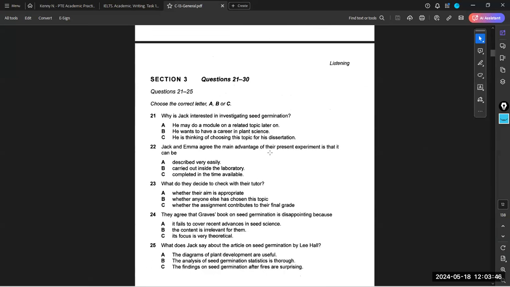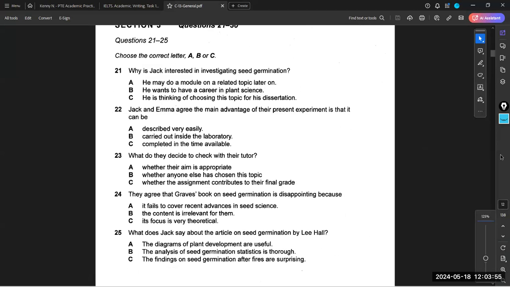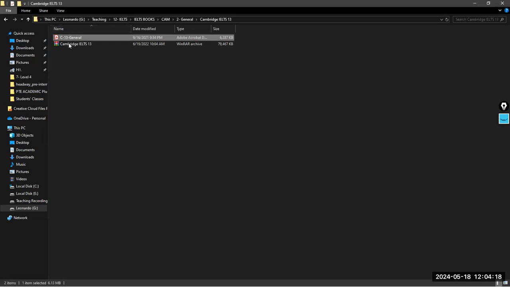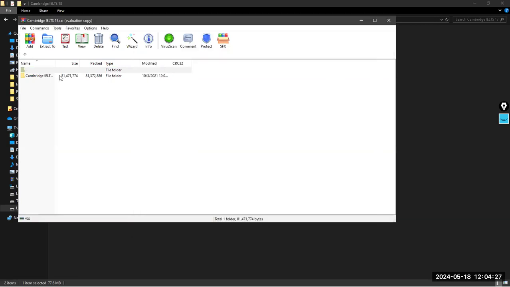Now, in the beginning of section three, we notice that this is multiple choice, choosing the correct multiple choice. And absolutely, you have to read the instructions carefully. The instructions are saying you have to choose the correct letter, maybe A, maybe B, or maybe C. So let's listen to section three. Please, Ali, listen carefully, because now in section three, the speaker is speaking a little faster than section one and section two. So this is test one, and this is section three.